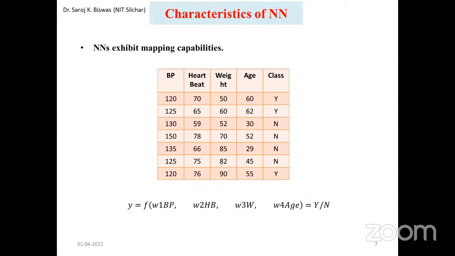Therefore, it can map. Whenever some input comes, the neural network, from its generalization capability, from the generalized weights, can determine whether the new pattern should be mapped to yes or to no. Means whether it would be positive or negative. That's why we say neural networks exhibit mapping capabilities.